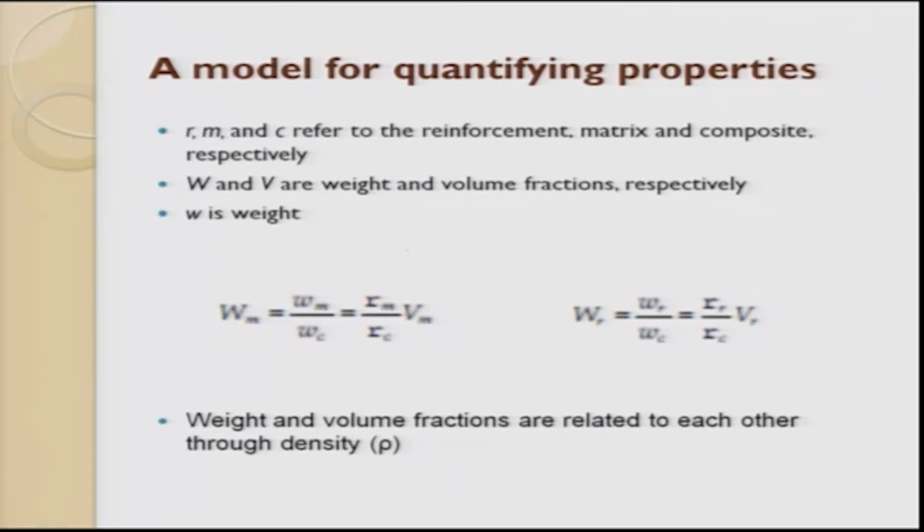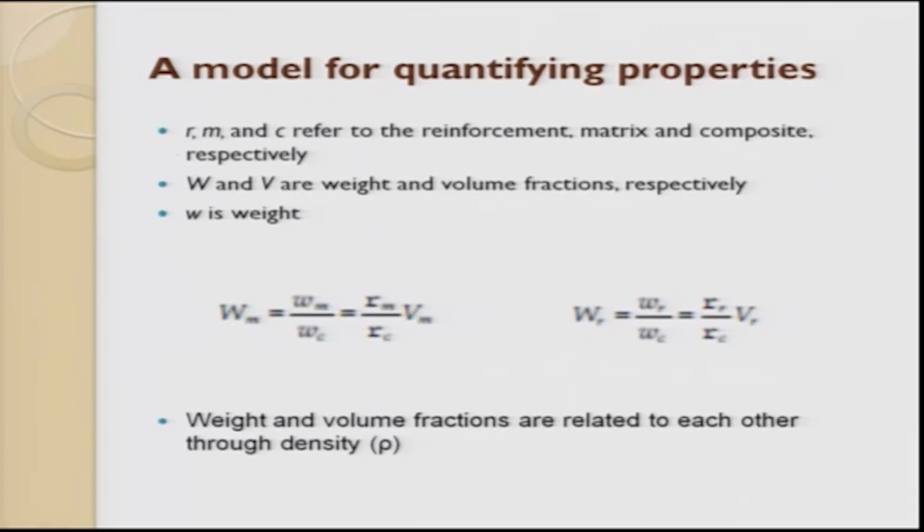Now let us look into the model we have developed for quantifying the properties. Here the suffixes R, M, C refer to reinforcement, matrix and composite respectively. This is going to be common throughout the presentation of today's lecture, where big W and V are the weight and volume fractions. These two can be interrelated using density. Small w is called the weight.